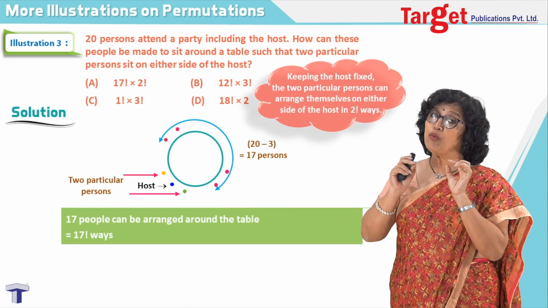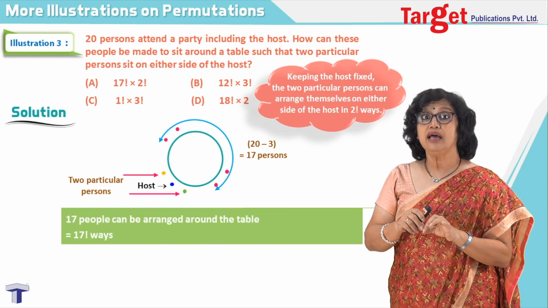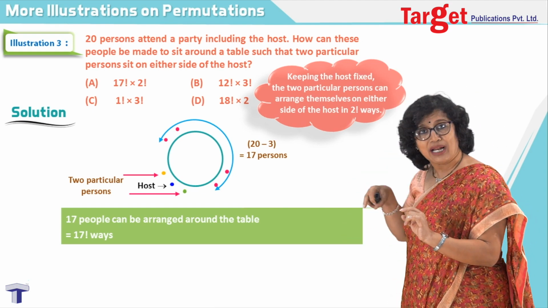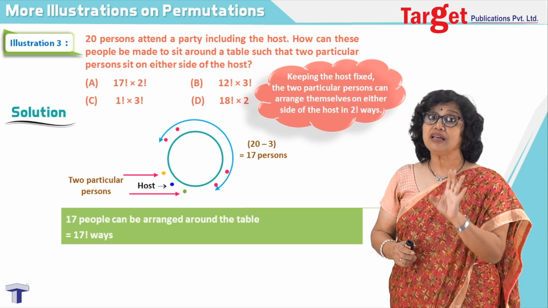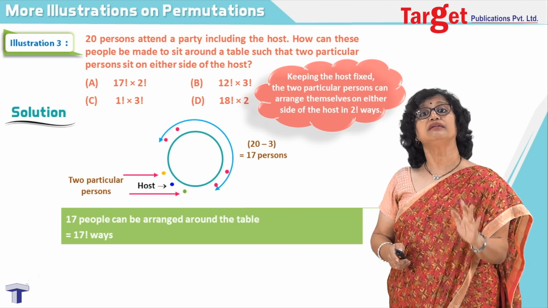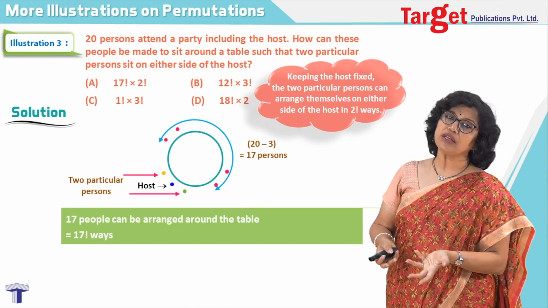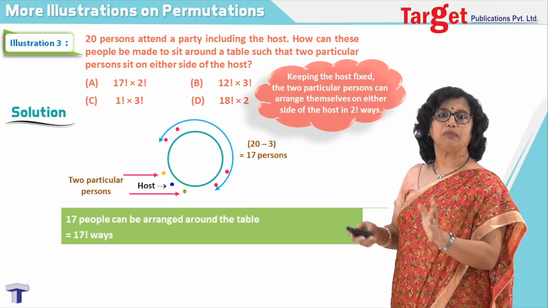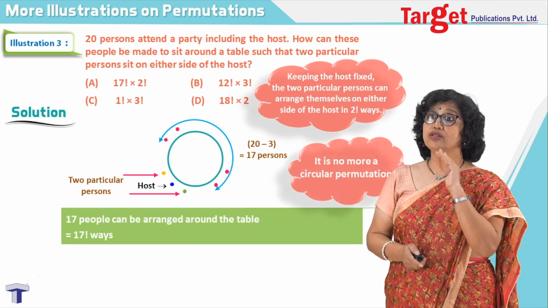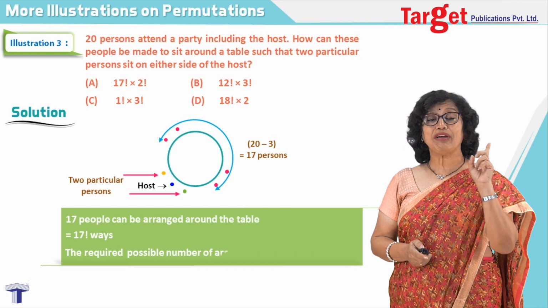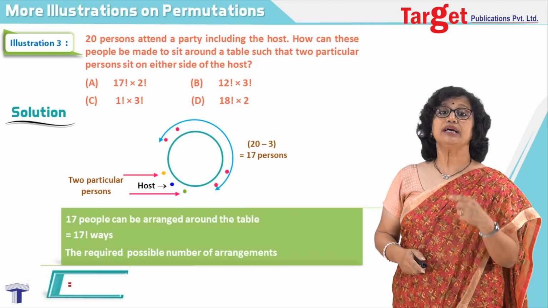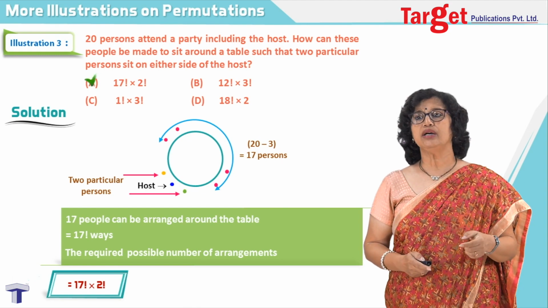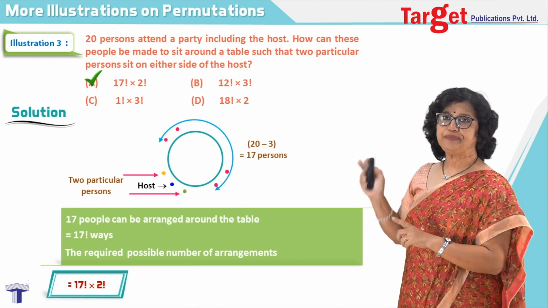Understand one thing. Now, the moment the host has taken his place, the two particular people also have taken their places. The remaining 17 people, when they sit, it would not be treated as a circular arrangement. It becomes now a case of simply arranging 17 people in 17 places. So that is 17 factorial ways. This is no more circular permutation. So my final answer should be, yes, what? 17 factorial into 2 factorial. The host takes his chair in one way only. So the correct answer is option A.